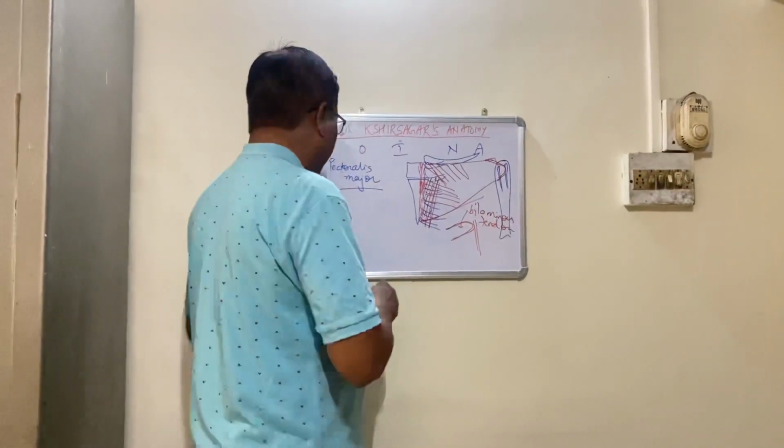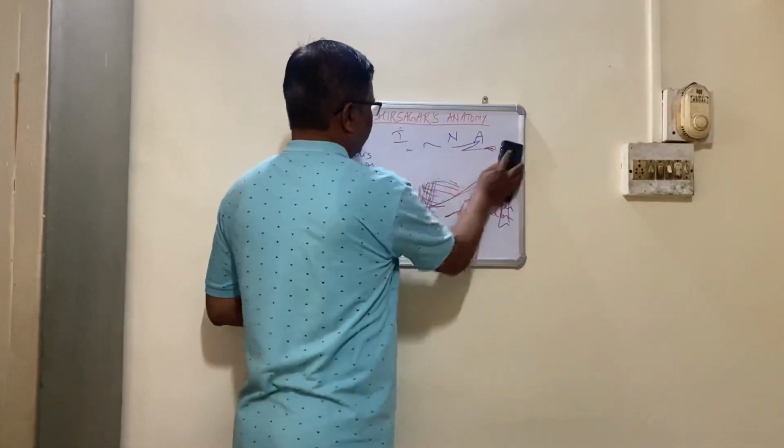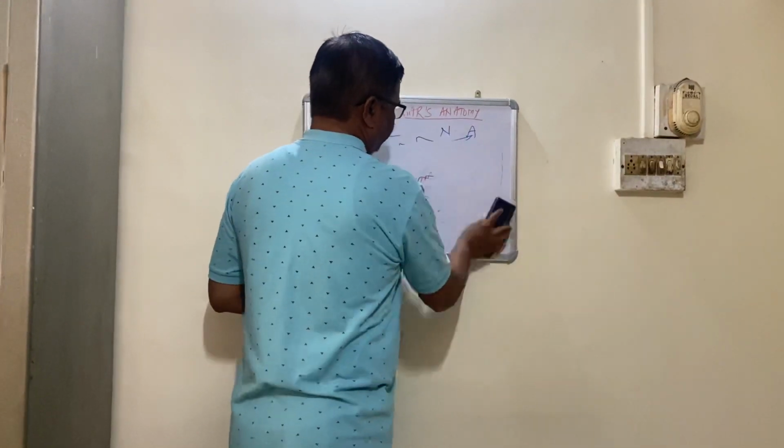I hope you have understood this. First we'll discuss the origin and insertion of the muscle, and then we'll go to the nerve supply and action. Okay? I hope you have understood this now.